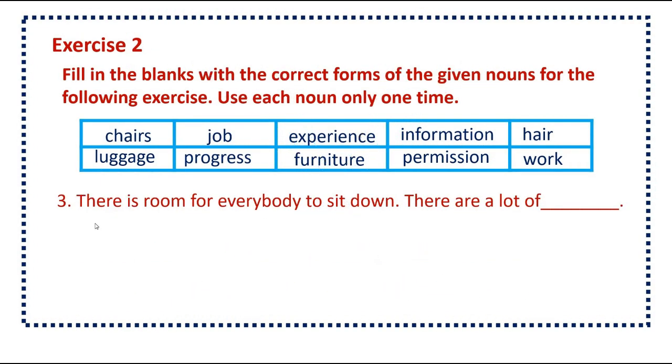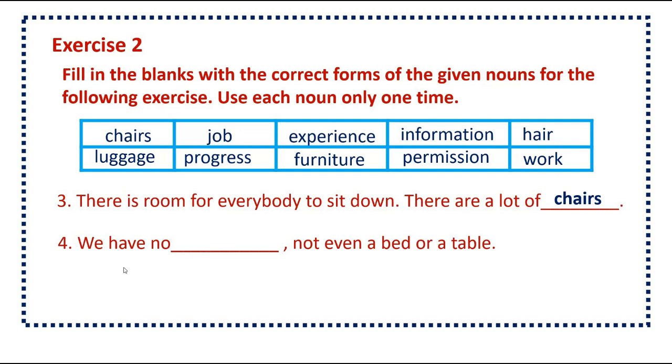Number 3. There is room for everybody to sit down. There are a lot of blank. Answer is, there is room for everybody to sit down. There are a lot of chairs. Number 4. We have no blank, not even a bed or a table. Answer is, we have no furniture, not even a bed or a table.